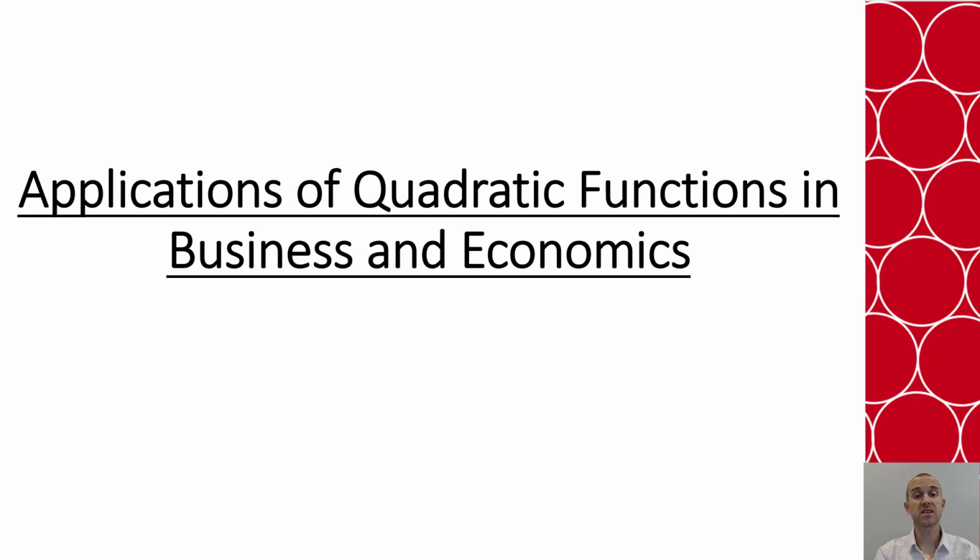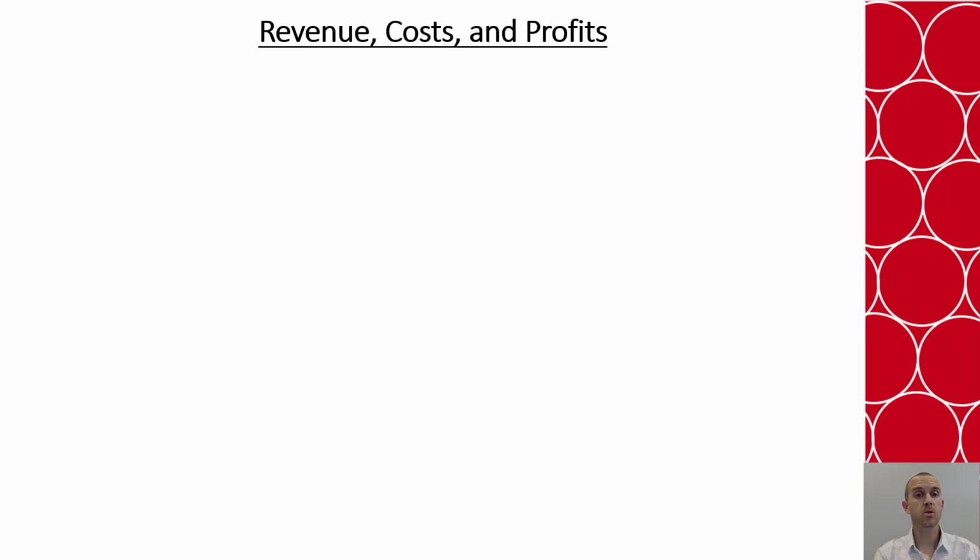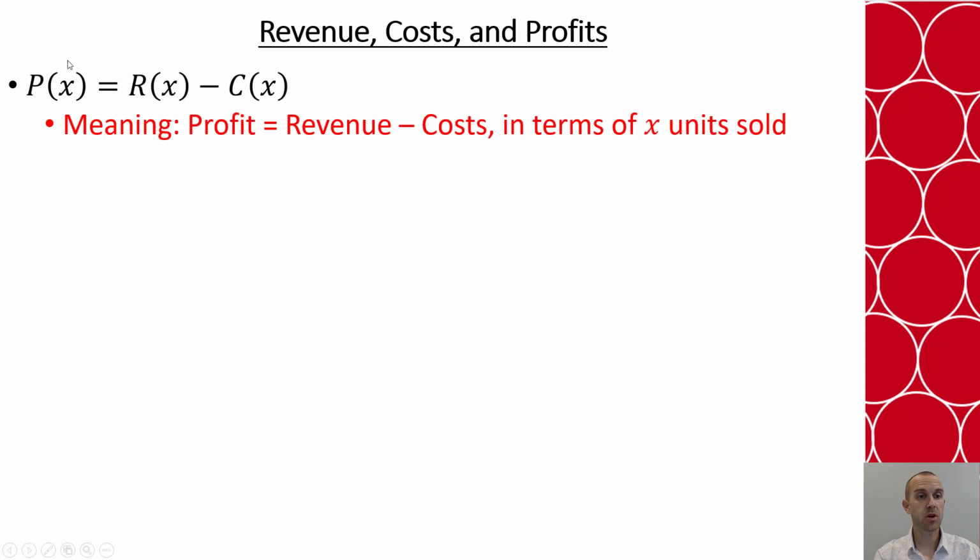In this video, we'll discuss the applications of quadratic functions in business and economics. Now, we're going to be talking about revenue, costs, and profits. And you'll see a common equation, which is P of x equals R of x minus C of x. What does this mean? What we're talking about is that the profit is equal to the revenue generated minus the costs, all of that in terms of x, which are the units sold.